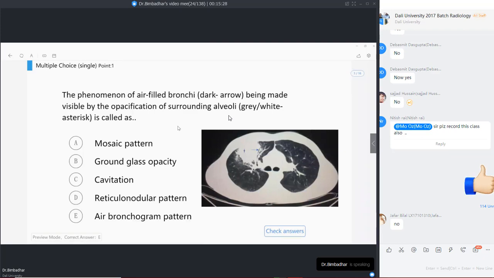Any air-filled bronchi appearing as a radiolucent streak-like density within the surrounding opacification is called an air bronchogram pattern, which is quite typical. You have to remember the definition for sure. So how many of you still don't understand what an air bronchogram pattern is?